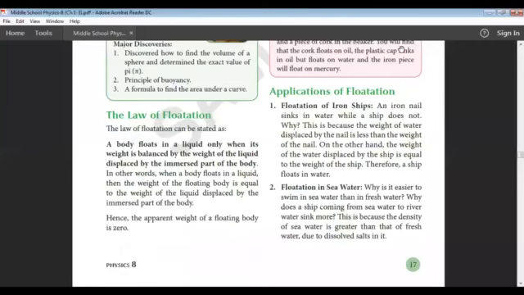Okay students, the next application is flotation in seawater. See here, it is easier to swim in the seawater compared to fresh water. It is because the seawater is denser than the fresh water. That is, in the seawater, the salts are dissolved. So that is the reason seawater is denser compared to the fresh water.